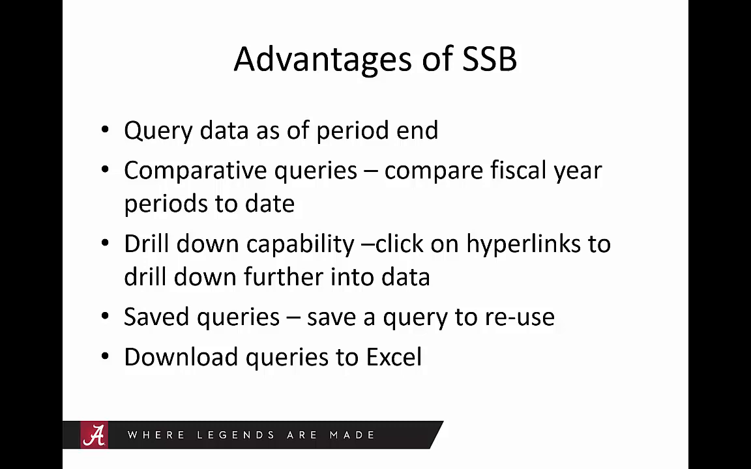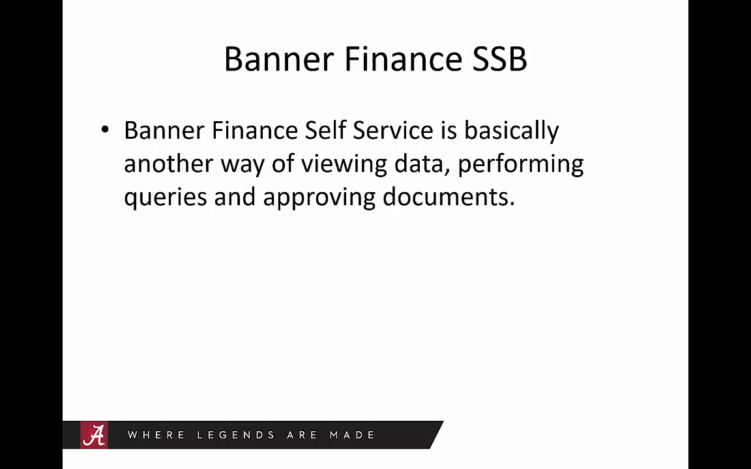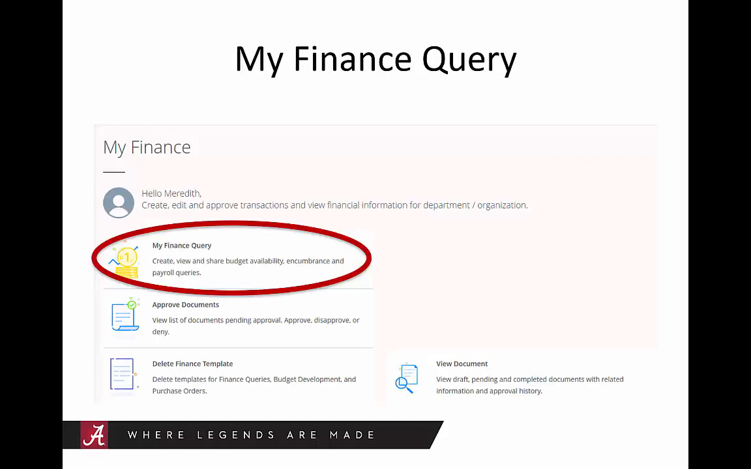The advantages of self-service include being able to query data as of a period end, creating comparative queries that compare fiscal year periods to date, and drill down capability, where you can click on hyperlinks to drill down further into data. There are saved queries that you can save and reuse, and you can download queries to Excel. Banner Finance Self-Service is basically another way of viewing data, performing queries, and approving documents.